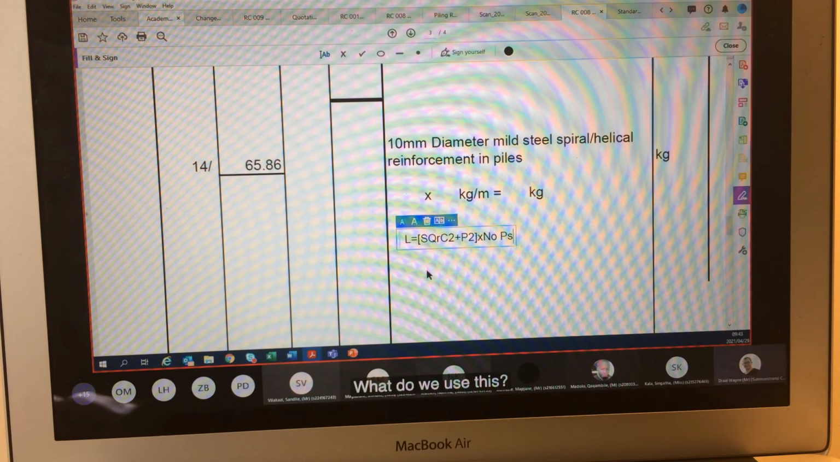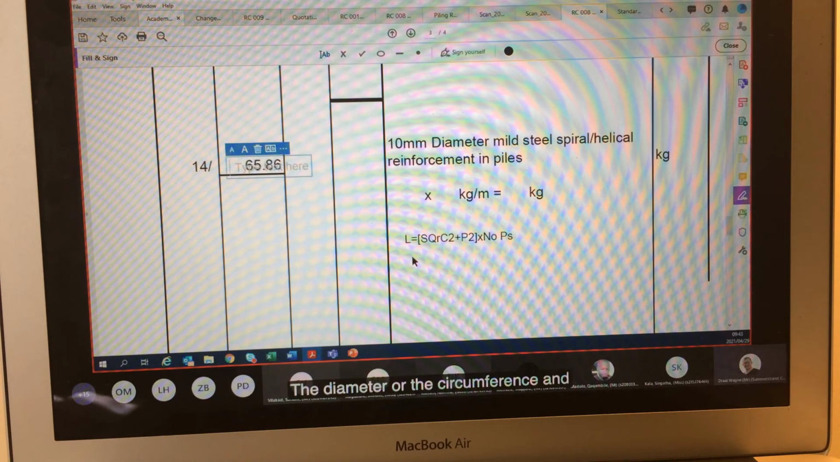So, how do we use that? We need to determine L. And now we are given that L is 65.886, but how do I get to that? When I substitute this here, C equals the circumference, and that will therefore be pi times the diameter. My circumference is 600 minus 2 times 60. What is 60?